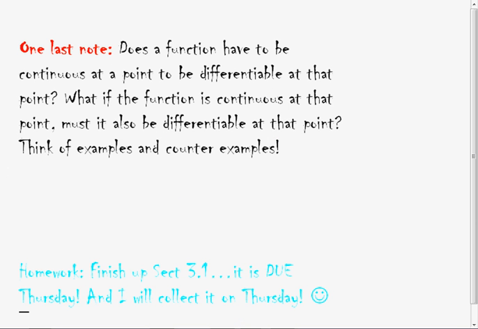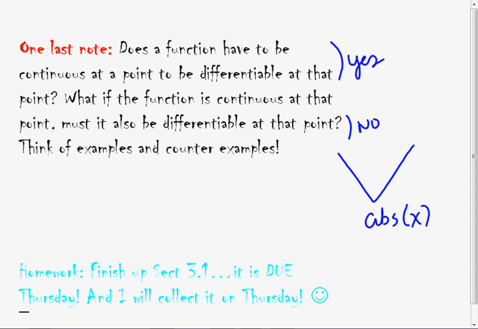Does a function have to be continuous to be differentiable? Yes, because you can't take a derivative at a point that doesn't exist. What if the function is continuous at that point? Does it have to be differentiable? No. Can you give me an easy example? Absolute value of x. There it is. Just because it's continuous doesn't mean it's differentiable. But if it's differentiable, you know it's continuous.